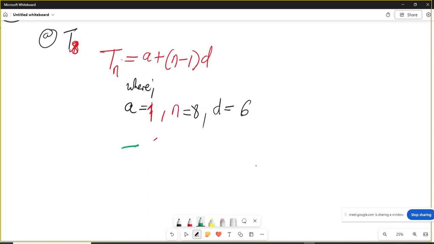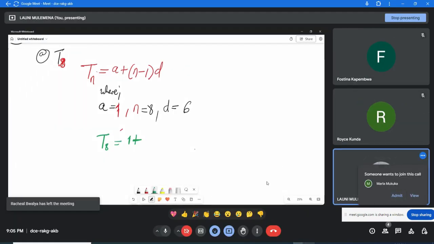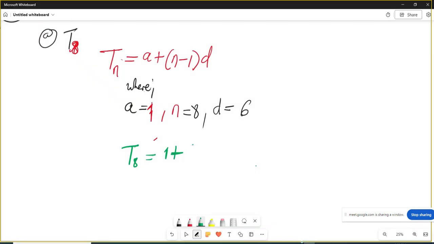Okay, so we say the 8th term is equal to, we have the first term, which is 1, and then plus, open bracket, the value of N, it's 8, and then we have minus 1, close bracket, times D, which is 6. I'm moving step by step with my substitution. Where there is A, we put 1. Where there is N, we put 8. Then where there is D, we put 6.